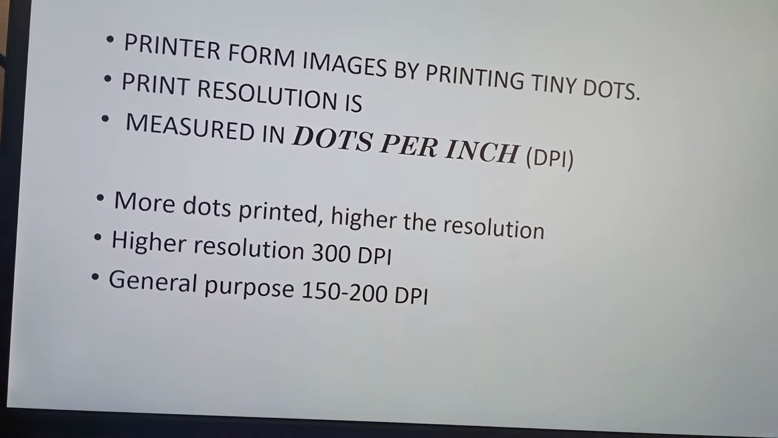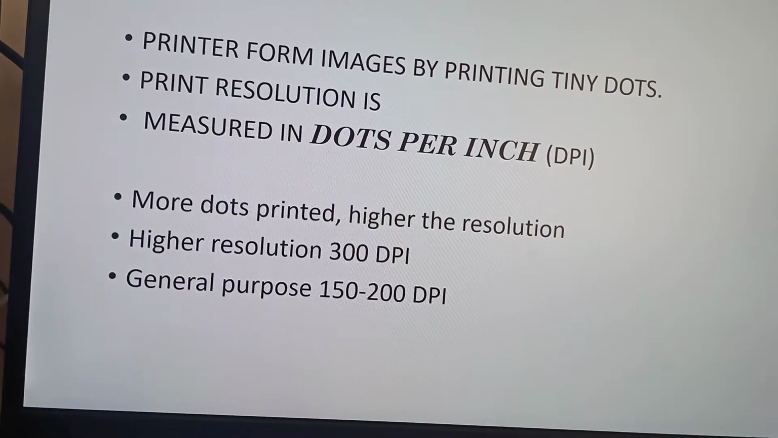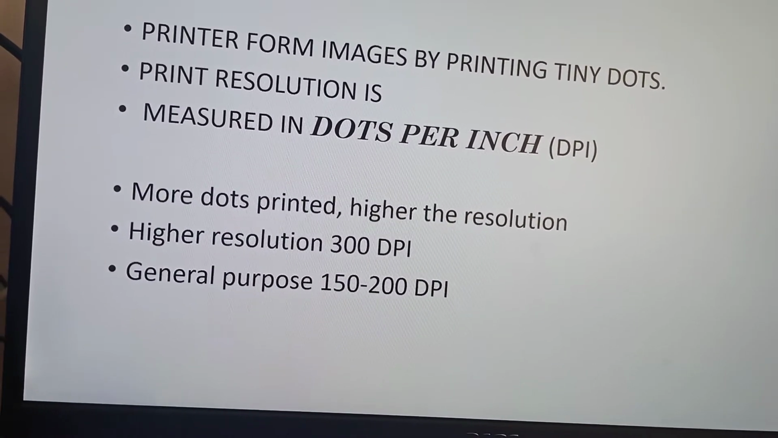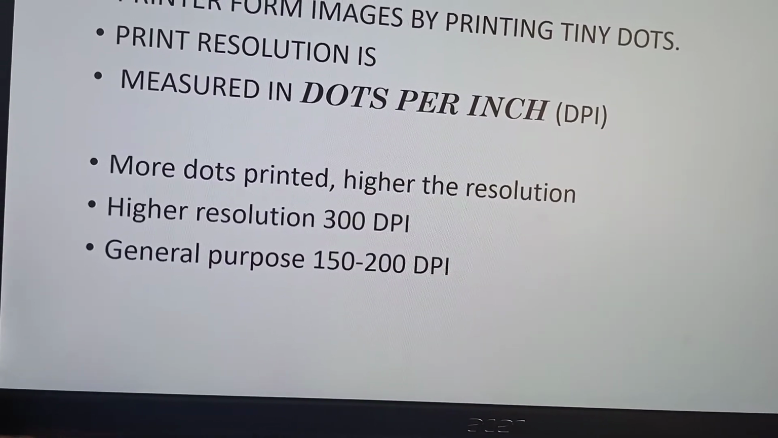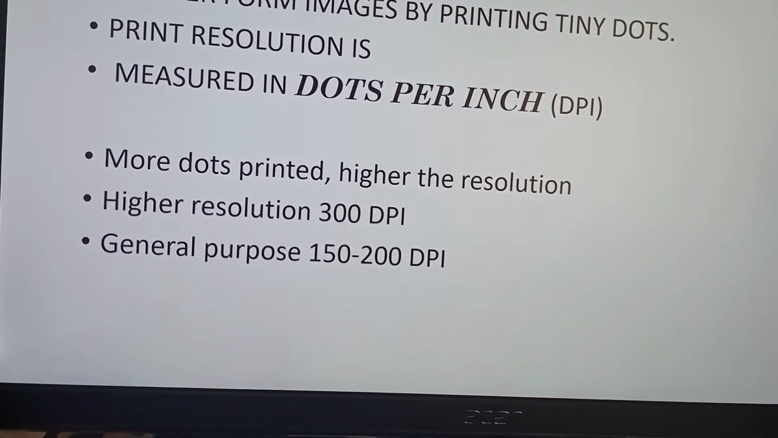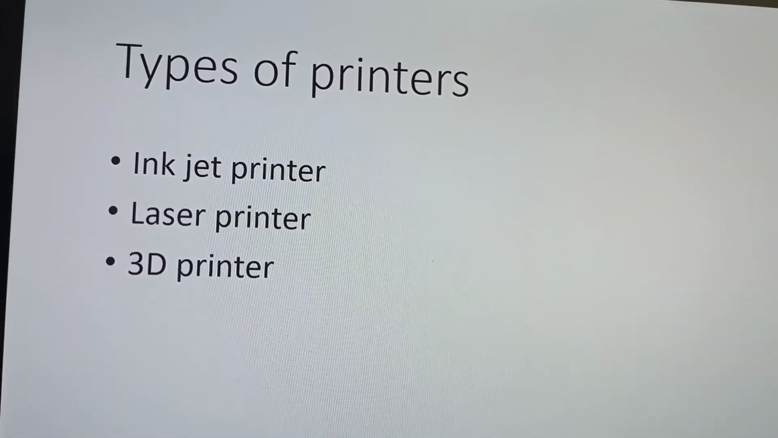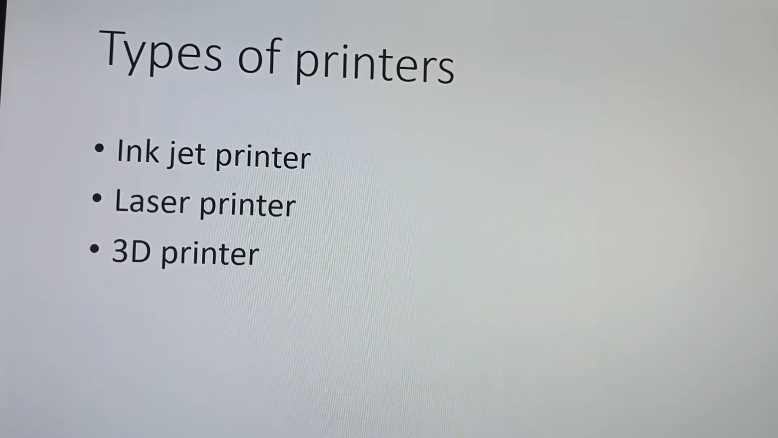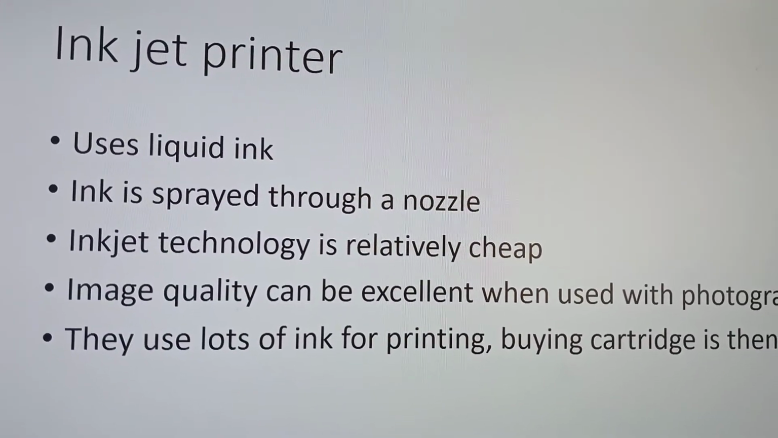If the number of dots is more, then the resolution of your printout is also high. That means you will get better quality printouts. The higher resolution is considered as 300 dpi, and for general purposes it will normally be 150 to 200 dpi. We will see the different types of printers. We have inkjet printer, laser printer and 3D printers. We will see one by one.